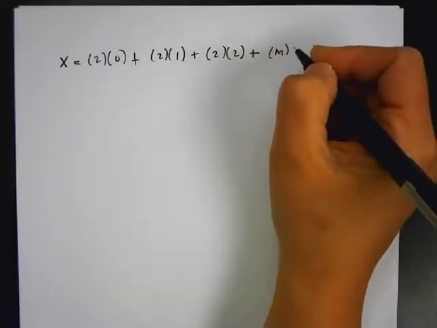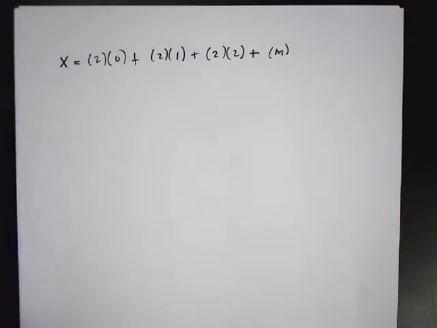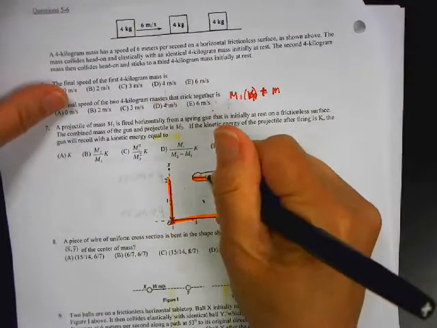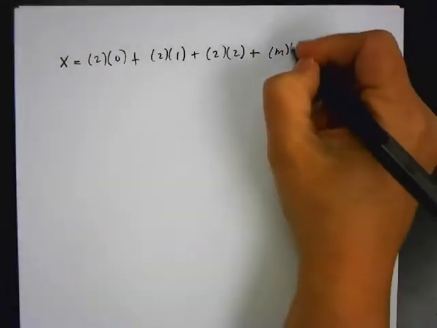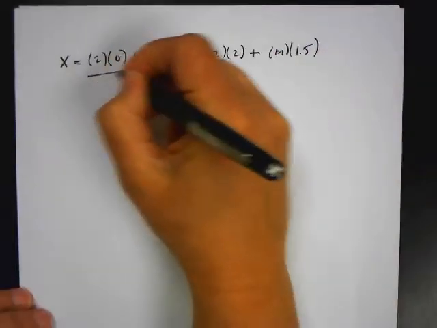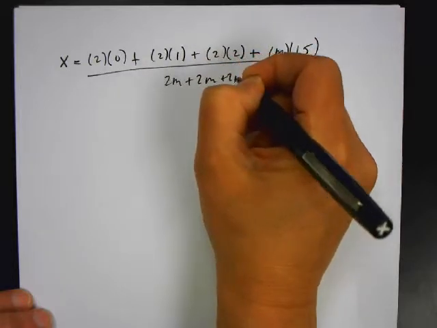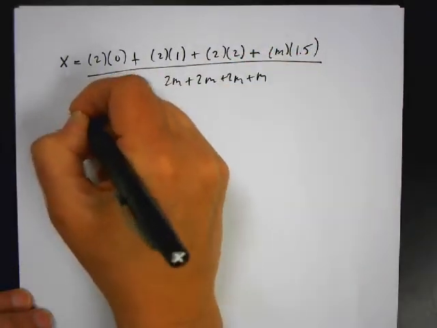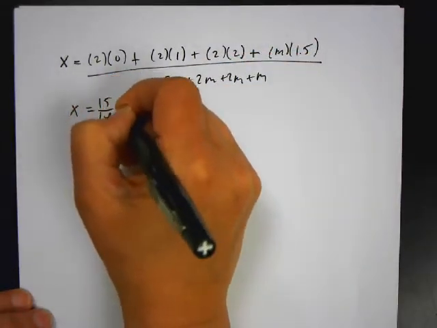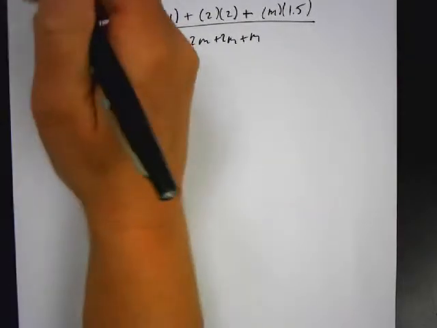And then the distance of the center of this from here to here is 1.5. That's the part that's tricky. All over the total mass, which is 2 plus 2 plus 2 plus m. So when you do all this, you get 15 fourths m. And then you do the same thing. What number is this? 8?